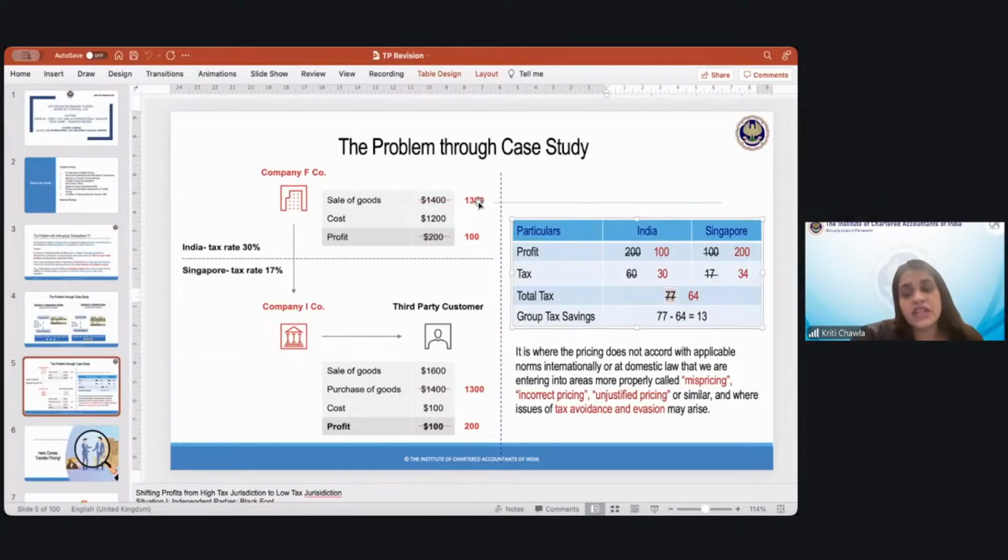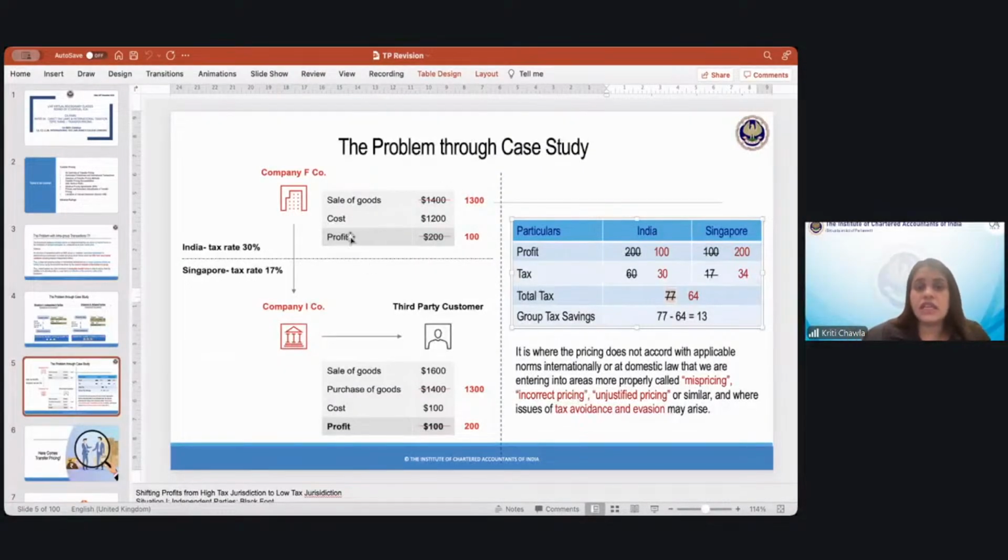What will be the benefit? Well, the benefit could be tax avoidance, and we'll see how. Where is the $1,300 figure coming in from? Well, it's because of the relationship that exists between F and I. F and I companies are related to each other, so they decide that we're going to be dealing at a price which is because of our whims and fancies. We'll deal at a price which is helping us to manipulate price. So this is the reason they decide on $1,300.